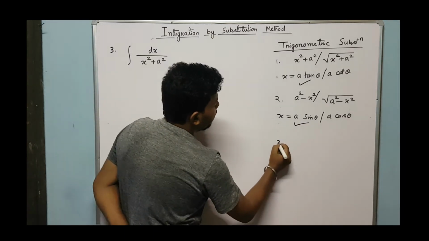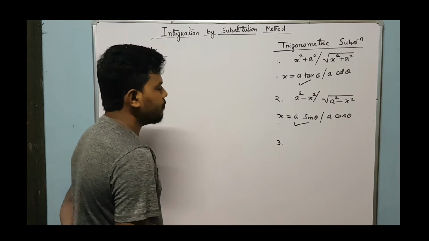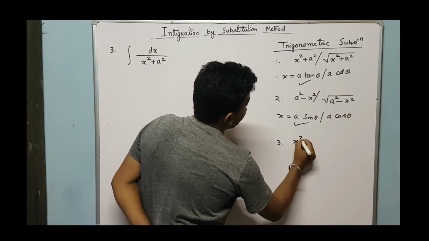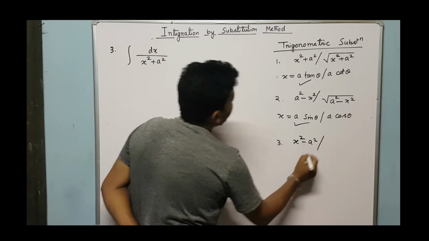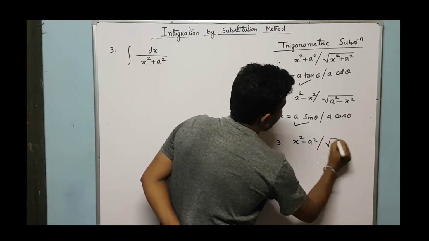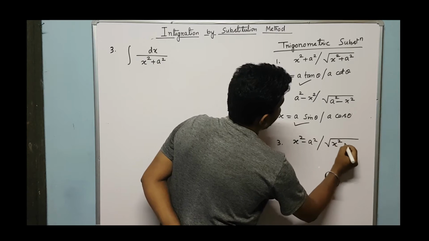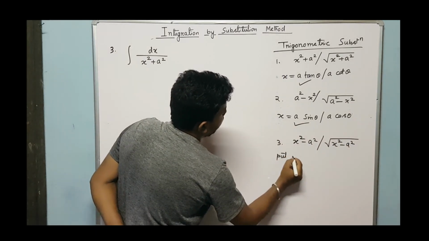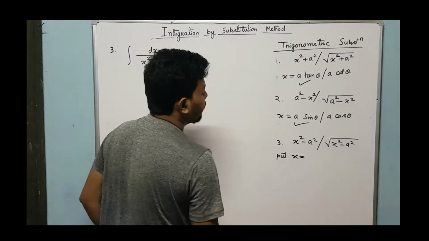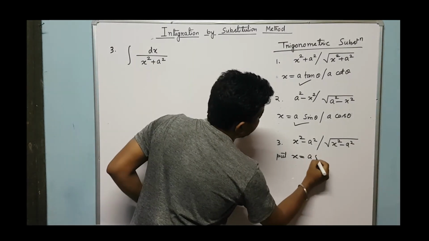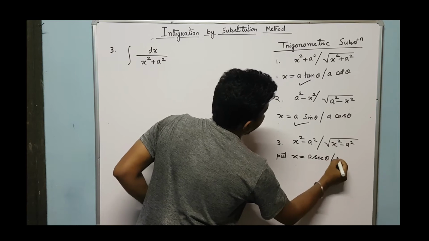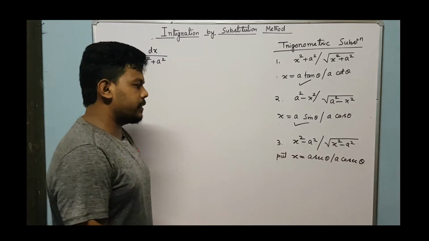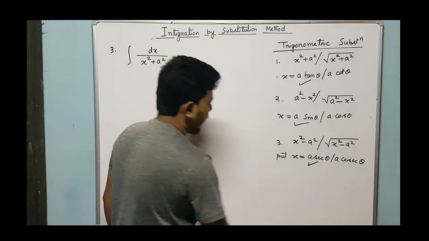And number 3, if you are given x square minus a square, or square root of x square minus a square, we can put x equal to a sec theta, or you can say a cosec theta. But in most of the cases we prefer x equal to a sec theta.